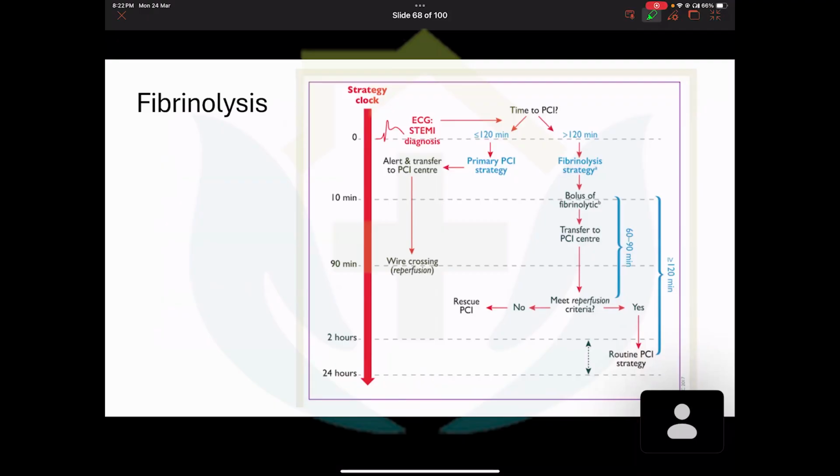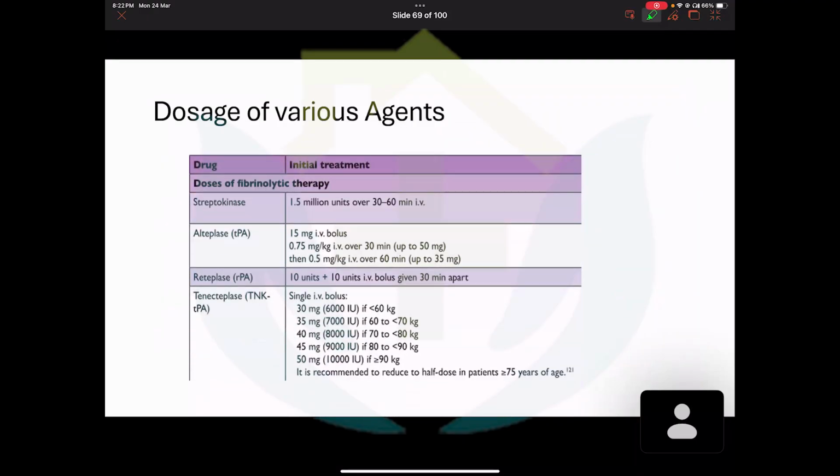What about the fibrinolysis? Mostly the dose of various agents will be asked. Alteplase is a drug of choice. Reteplase, re means you have to give again, so there are 2 boluses, 30 minutes apart. Tenecteplase, it is a big name, and it is a single bolus. It is a weight-based criteria. Mostly we get patients within the 50 to 70 kg weight range, so it is either 30 milligram or 35 milligram.